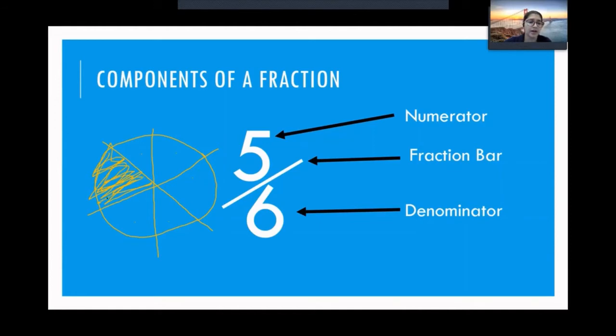And then my friend comes back to the table and he asks, how much of the pizza is remaining as a fraction? And I would say 5 out of the 6 pieces are remaining. So 5 out of 6 is the fraction of pieces that remain from the original pizza pie.